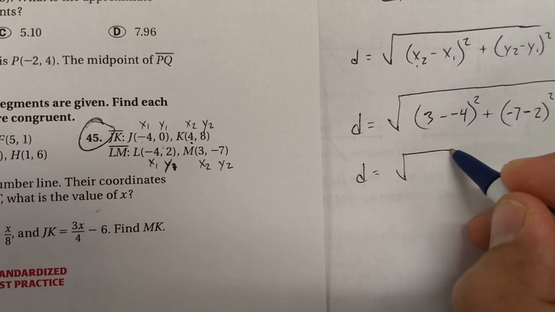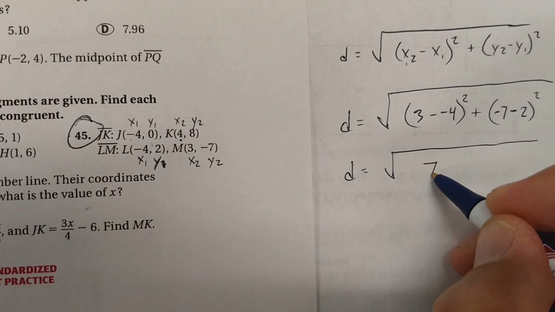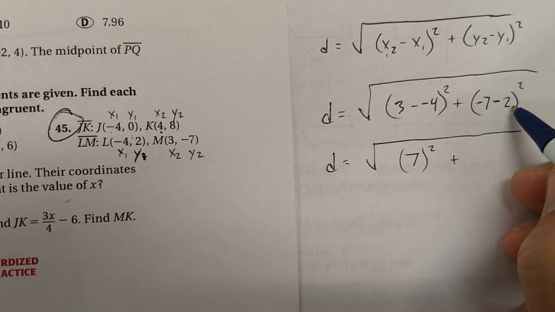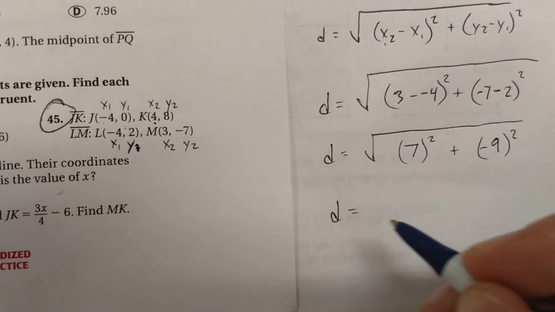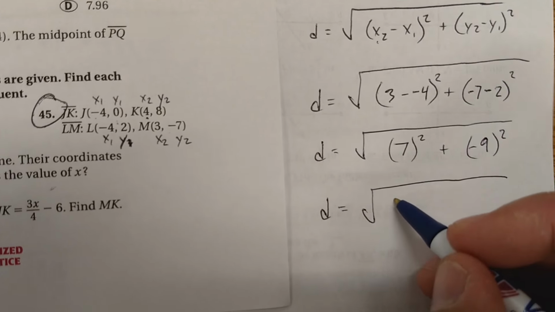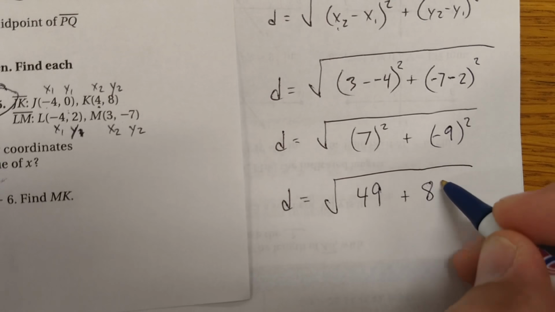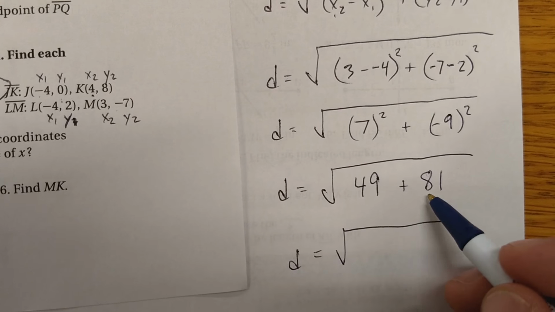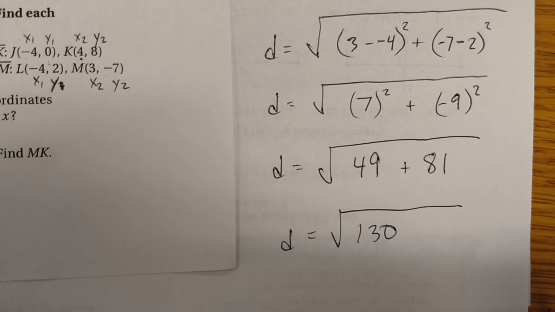Okay, so now simplify what we know. 3 minus a negative 4 is like 7. Negative 7 minus 2 is like negative 9. So now we've got 7 squared, which is 49. We've got negative 9 squared, which is 81. And altogether the distance then would be 130, square root of 130.